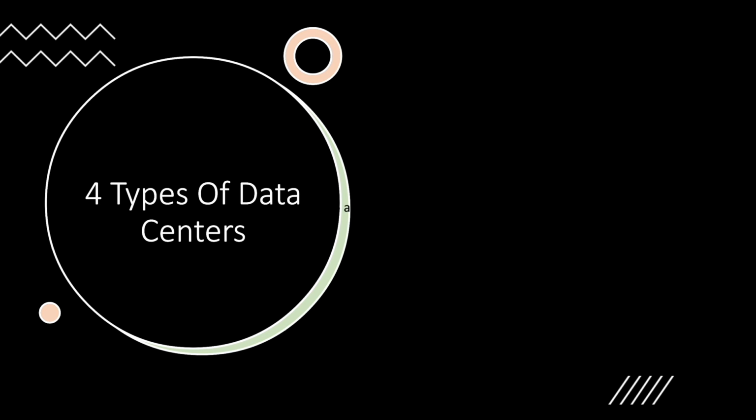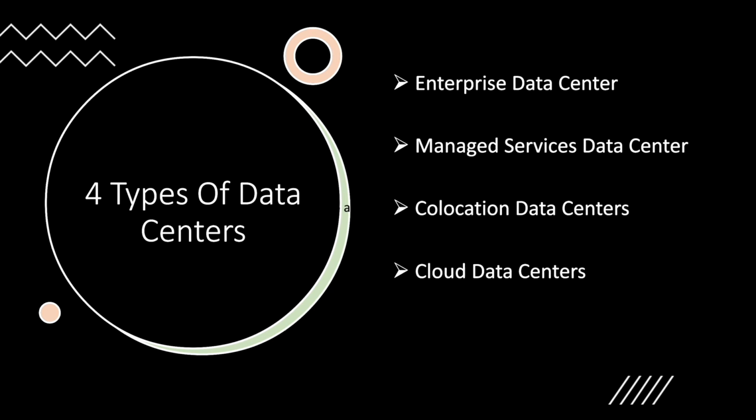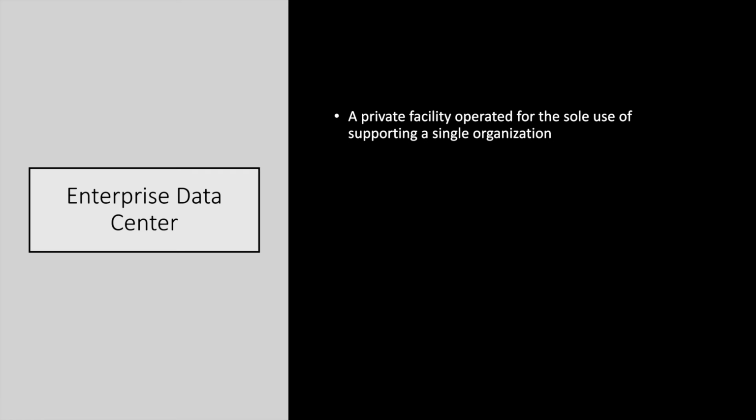There are four types of data centers. You have enterprise data centers, managed services data centers, co-location data centers, and cloud data centers. An enterprise data center is a private facility operated for the sole use of supporting a single organization. They can be located either on premises or off premises at a site chosen for connectivity, power, and security purposes.